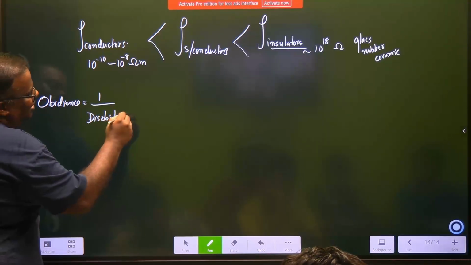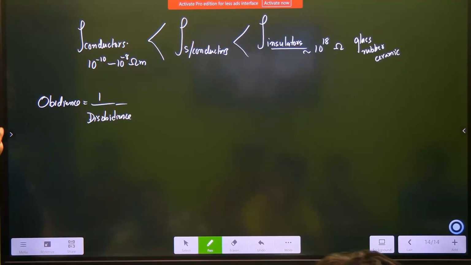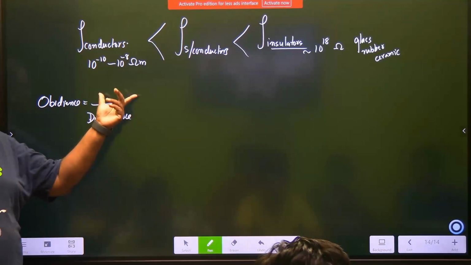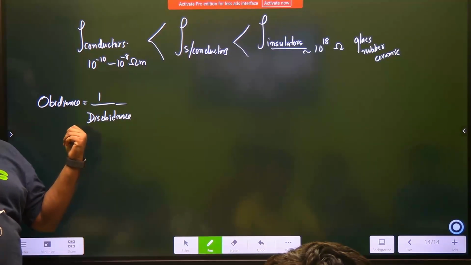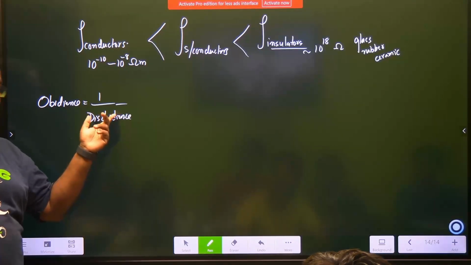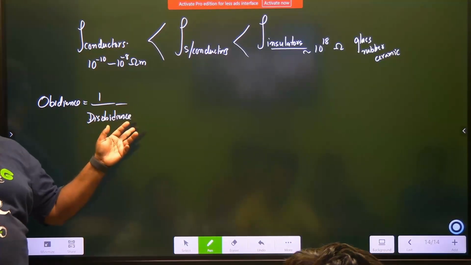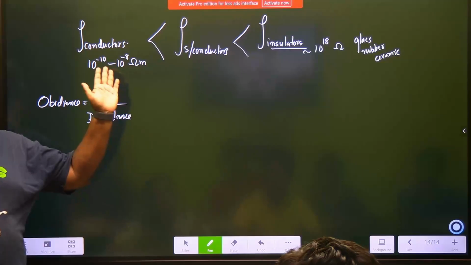What kind of modeling engineers will you become? If the disobedience factor is high, then the obedience falls down. Inversely proportional. And if the disobedience is low, then the obedience should be very high.